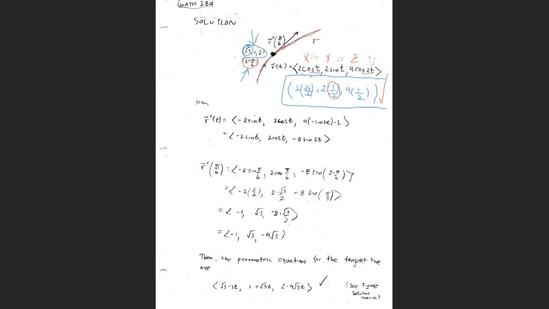Are there any questions on how we got t equals pi over 6 here? Was this little blue box I wrote here helpful? Okay, good, all right, good.